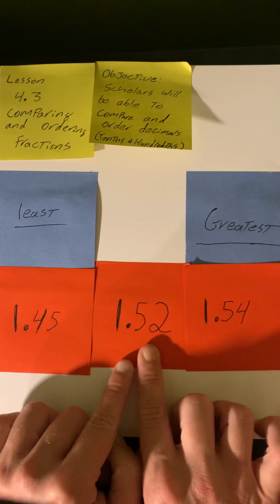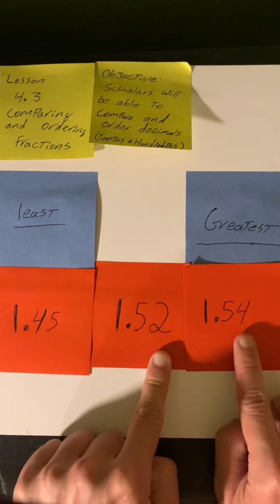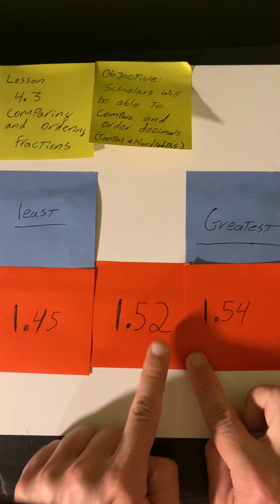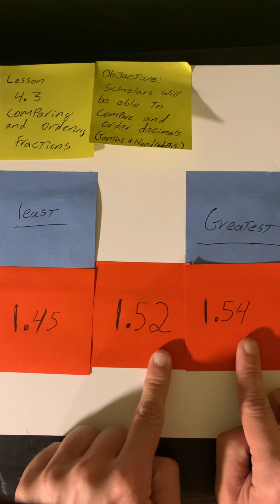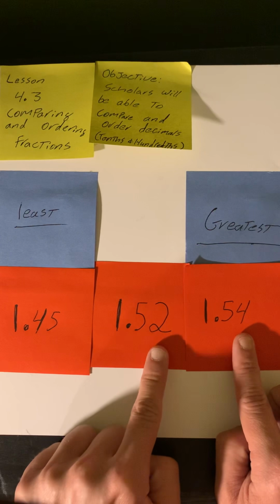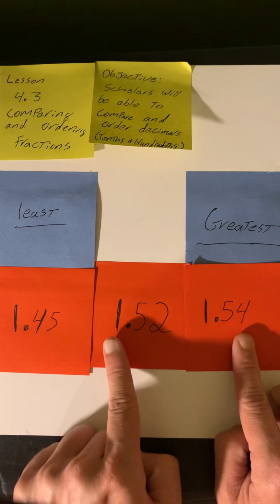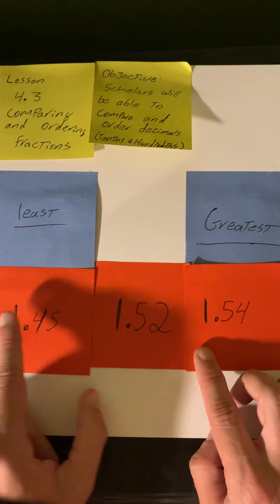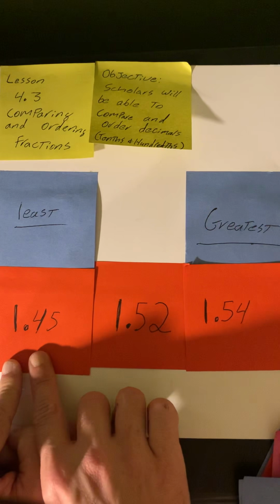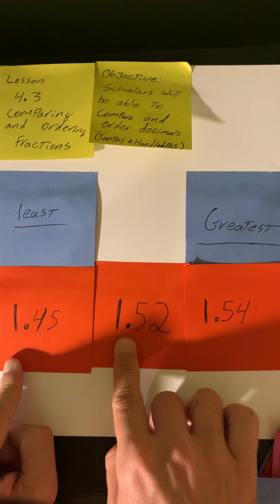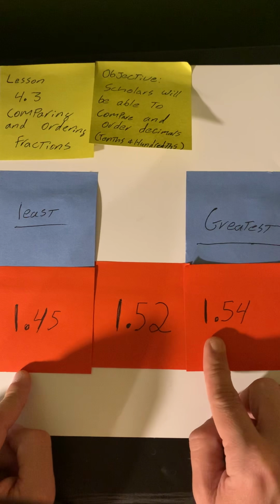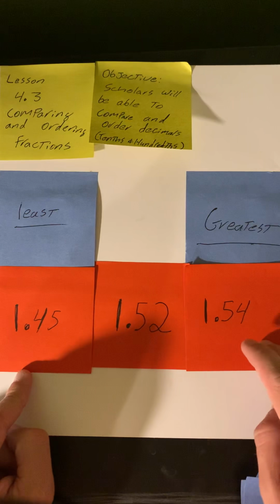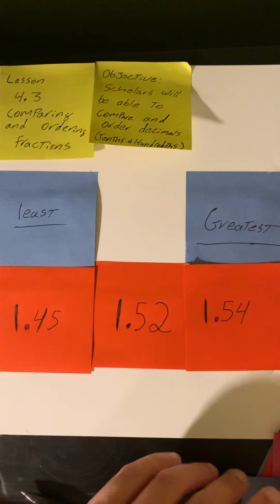Now I want to double check my work going into my hundredths place with 2 hundredths and 4 hundredths. 4 is greater than 2, or 2 is less than 4. So now I've ordered 1 and 45 hundredths, 1 and 52 hundredths, 1 and 54 hundredths from least to greatest. Okay?